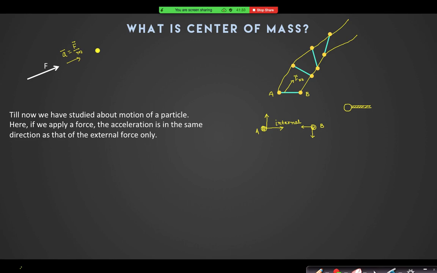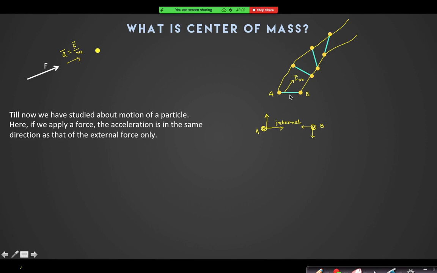Why have we defined that center of mass? Because we have to find the motion of all the other particles. Now, how will the motion of center of mass help us to find the motion of A and B? Can you tell me how the motion of center of mass will help us to find the motion of A and B?